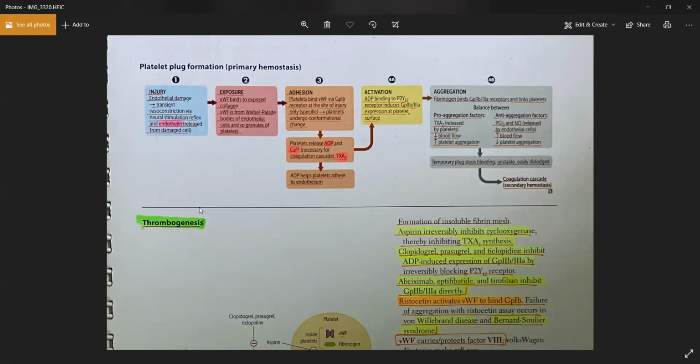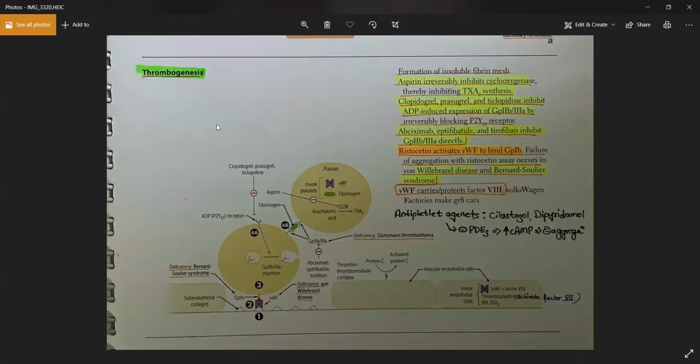So whenever endothelial injury occurs, the first thing after the injury is vasoconstriction. The vasoconstriction will decrease the blood flow in that area so that blood loss can be prevented. Because of the endothelial injury, the collagen present in the subendothelial region will be exposed. And when this collagen is exposed, the von Willebrand factor, which is made by what cells?